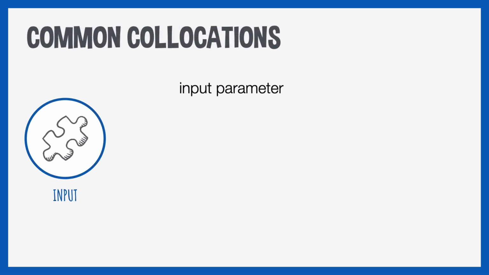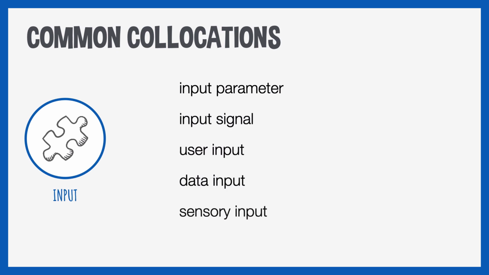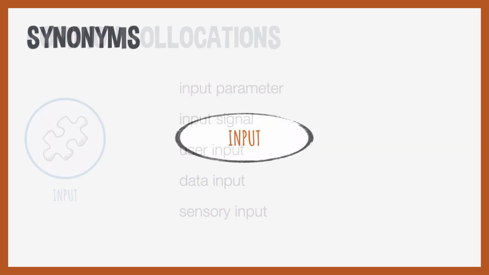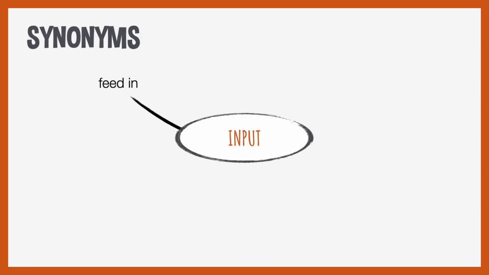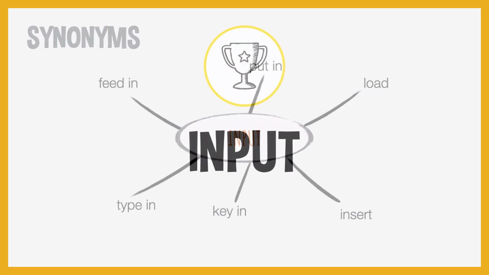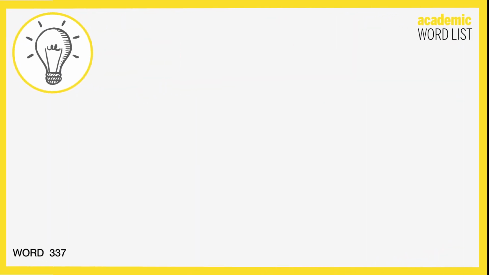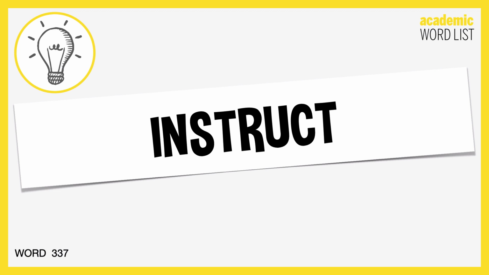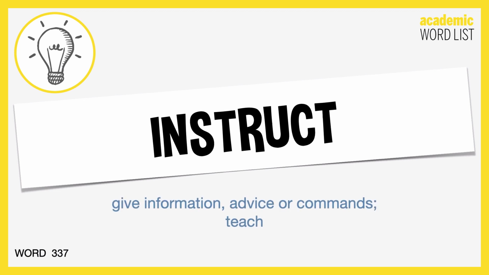And some common collocations: input parameter, input signal, user input, data input, sensory input. And some words with a similar meaning: feed in, put in, load, insert, key in, and type in. Input. Second word, instruct. Instruct, and this means to give information, advice, or commands, or simply to teach.